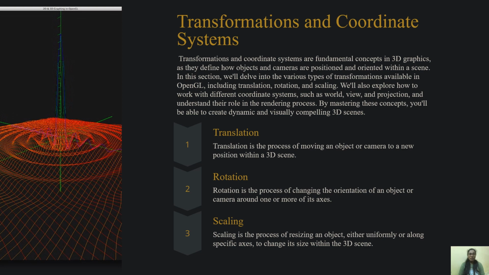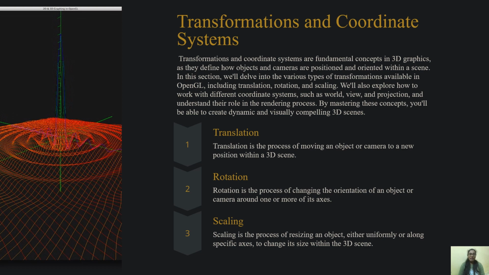In this section, we will delve into the various types of transformations available in OpenGL, including translation, rotation, and scaling. We will also explore how to work with different coordinate systems such as world, view, and projection, and understand their role in the rendering process. By mastering these concepts, you will be able to create dynamic and visually compelling 3D scenes.